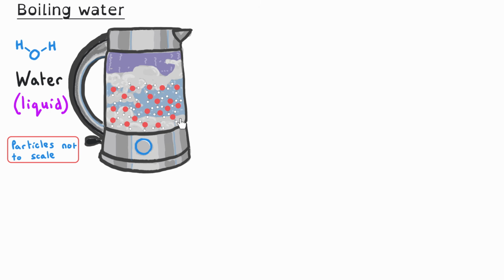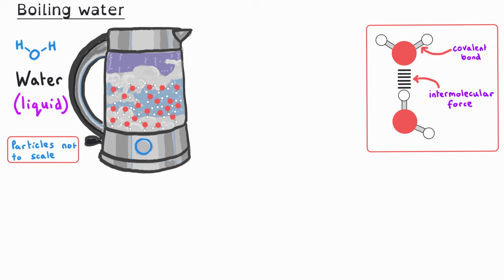And you can see this from the particle arrangement that I'm showing inside the kettle. On the right-hand side, I'm showing an enlarged diagram of the interaction between 2 water molecules. And you can see that inside each of the water molecules, there are 2 covalent bonds, and I'm showing those covalent bonds as grey sticks. And then there is the intermolecular force holding the molecules close together, and I'm showing this as a dashed line connecting the 2 molecules.